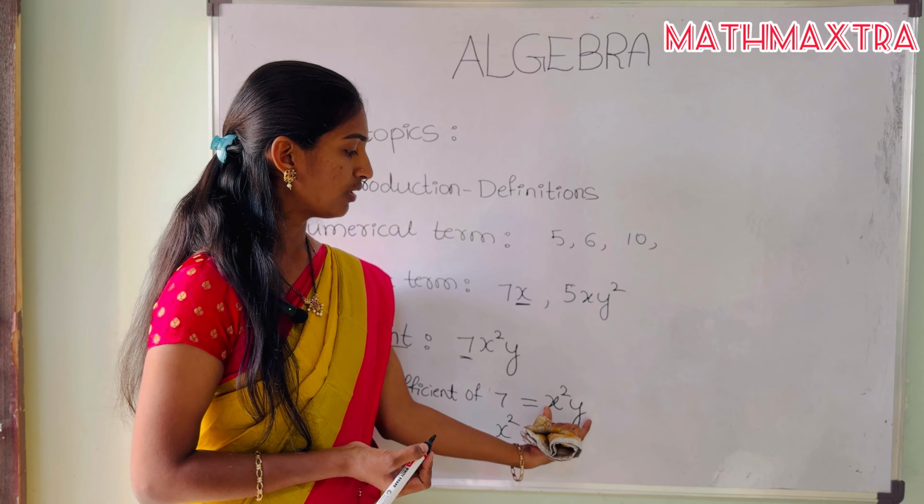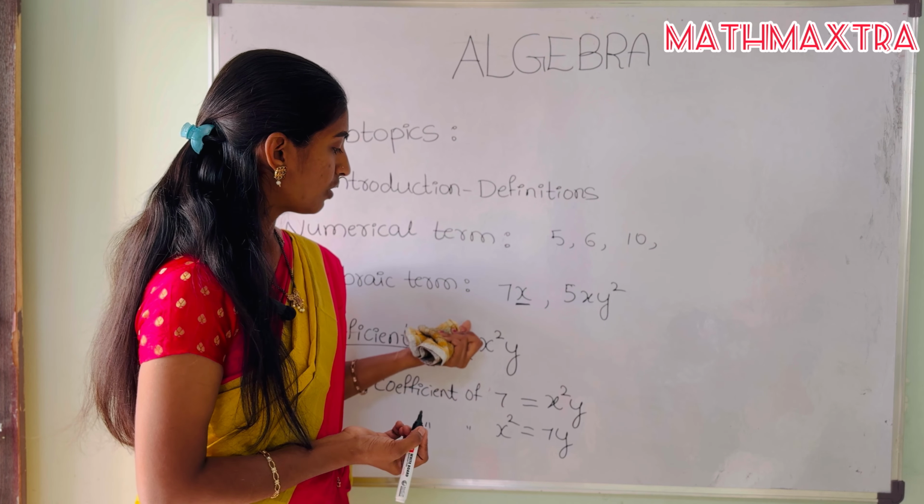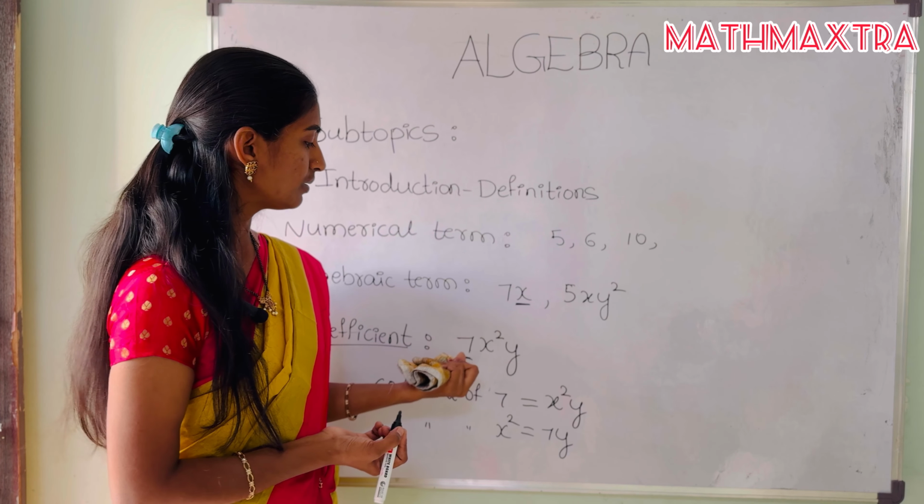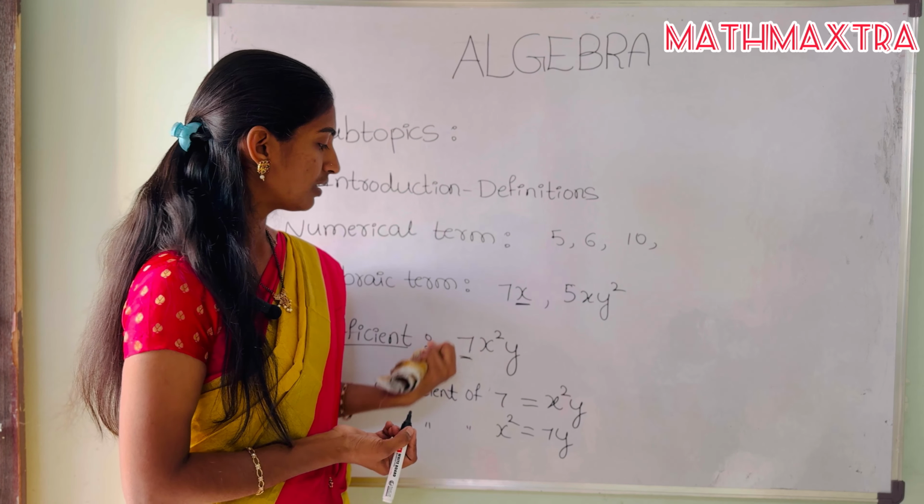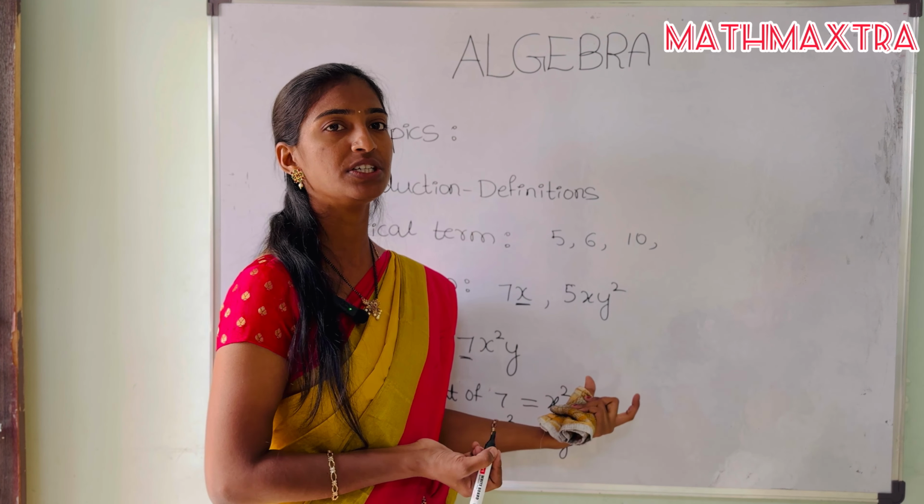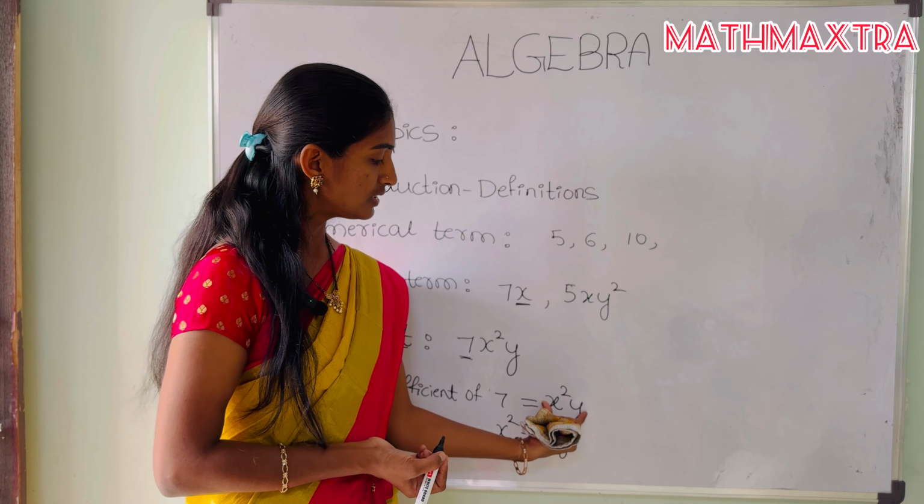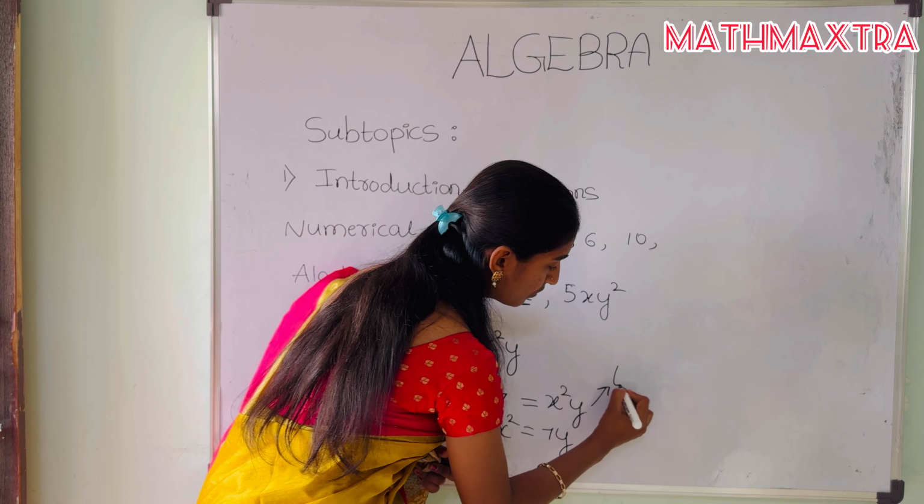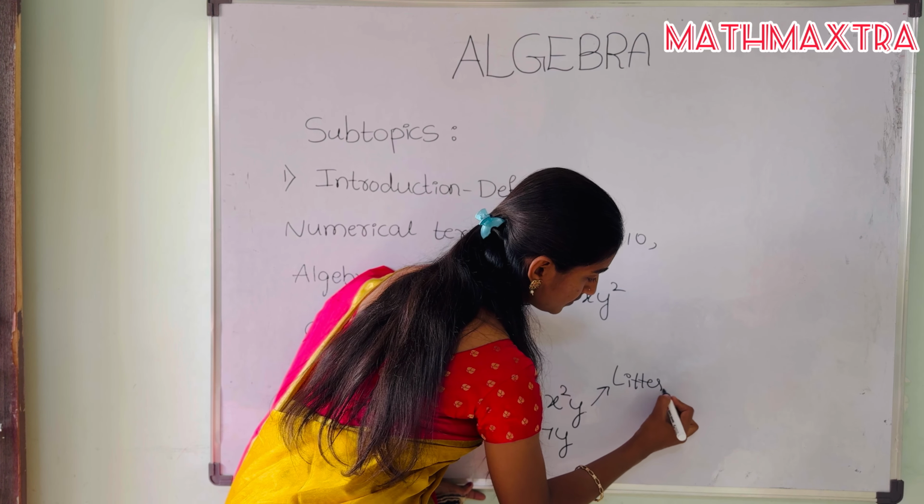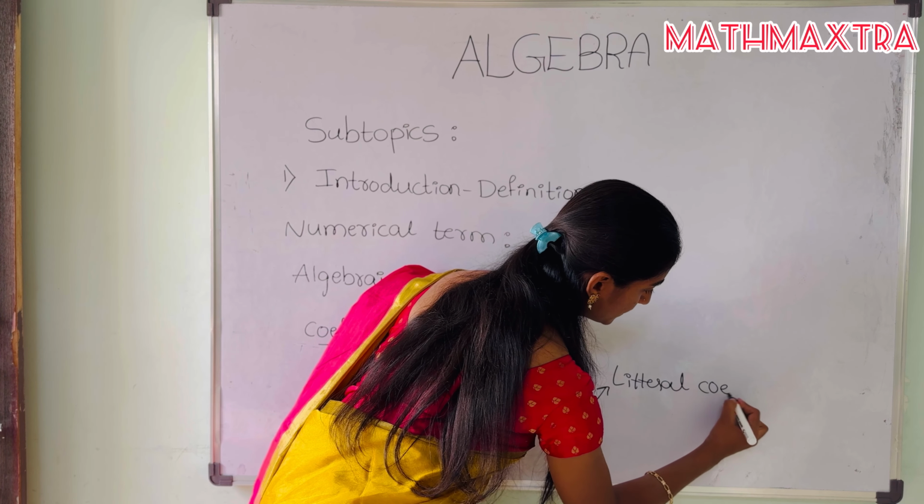But there are two types of coefficients. One is the numerical coefficient and the other is the literal coefficient. The numerical coefficient is nothing but the constant value, whatever the constant value may be. And if the coefficient is in variables, then we call that a literal coefficient. So the coefficient of 7, x square y, is a literal coefficient.